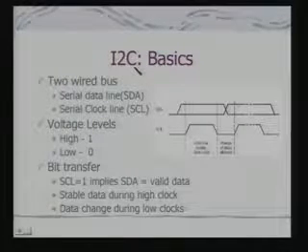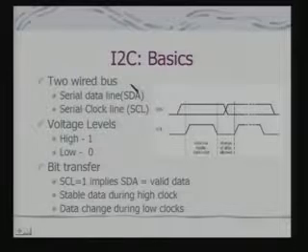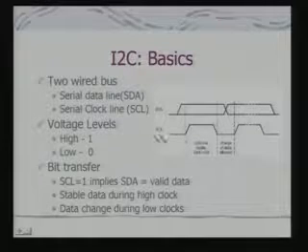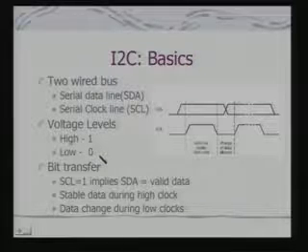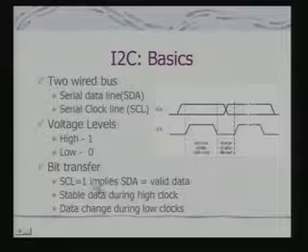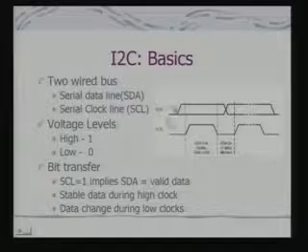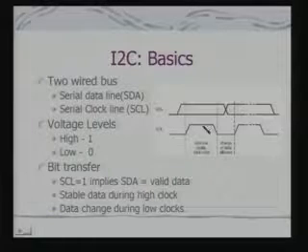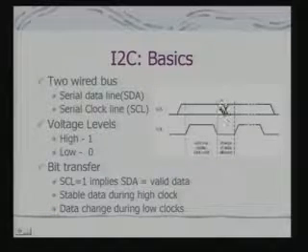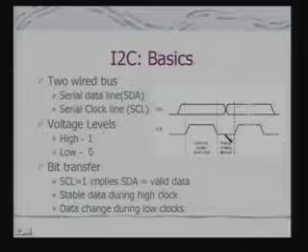I2C is basically a two-wire bus. It has two lines, the serial data line and the serial clock line. The voltage levels are logically high and 0, that is low. The bit transfer takes place when SCL is 1. So, SCL 1 implies that the SDA line now has valid data. You have to have valid data when the clock is high, and the transitions on the data line can take place when the clock is low.